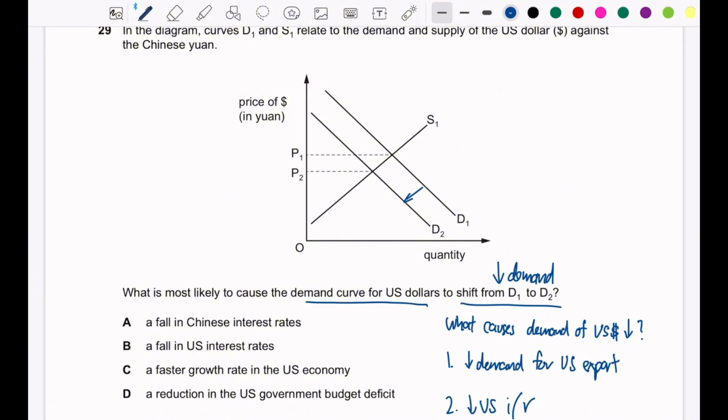So we can see the answers. Fall in Chinese interest rates, no. Fall in US interest rates, yes. Faster growth rate in the US economy, not relevant. A reduction in the US government budget deficit, no. This is the answer.